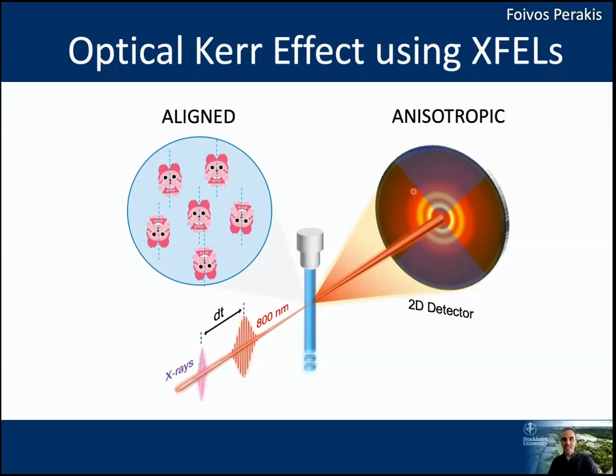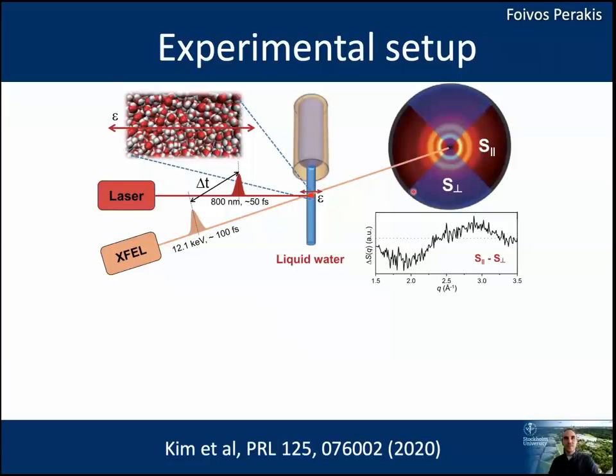So that's the concept. And we did the same with water molecules. And here we used 12 keV photons, an 800 nanometer pump. And we looked at the anisotropy, like I explained, by taking the difference between the signal parallel to the polarization minus the perpendicular. So that's how the signal looks like. It has a negative and positive signal, which is related to the difference, basically.